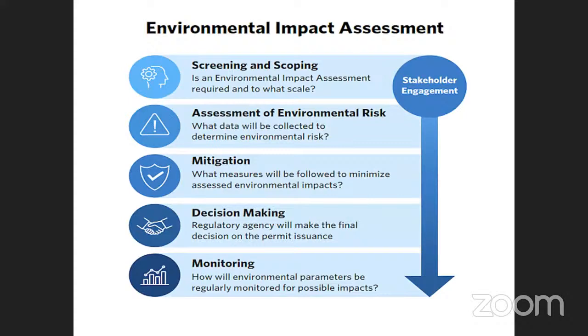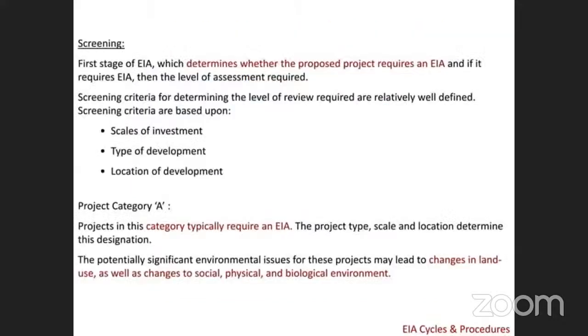These are the various steps consisting in EIA. In the screening process, determining the level of project, scale of investment, type of developments, and location of the developmental project, we consider these factors in screening.